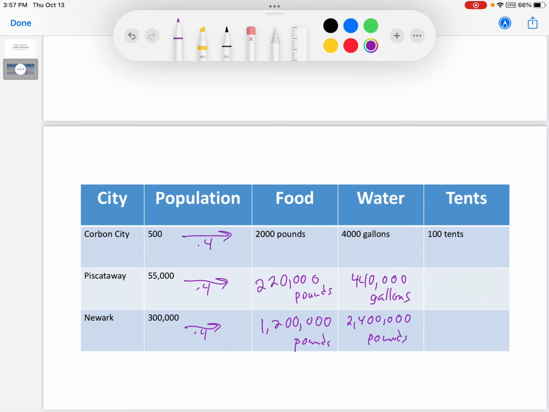So 55,000 divided by 5 is 11,000 tenths. And 300,000 divided by 5 is 60,000 pounds. And you'll see that these are the exact same numbers, so it doesn't matter which way you go as long as you are consistent. If you go vertically or horizontally, just multiply and divide by the same numbers and it should work out.